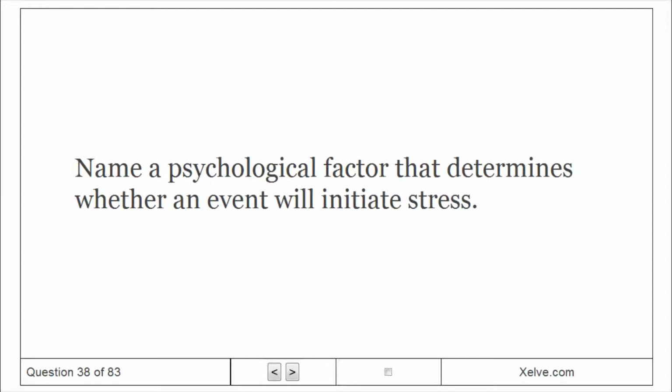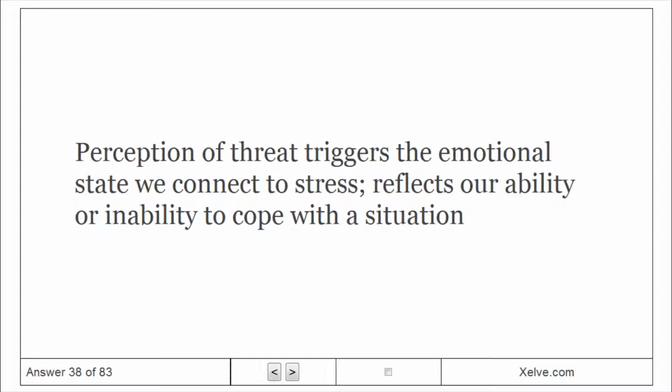Name a psychological factor that determines whether an event will initiate stress. Perception of threat triggers the emotional state we connect to stress, reflects our ability or inability to cope with a situation.